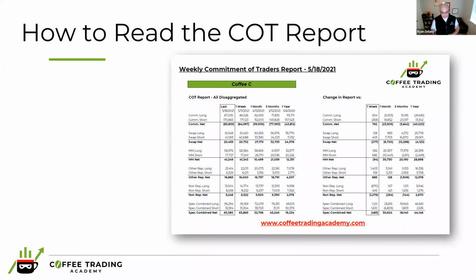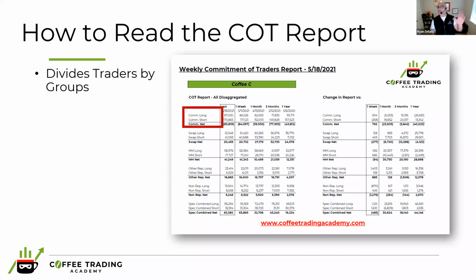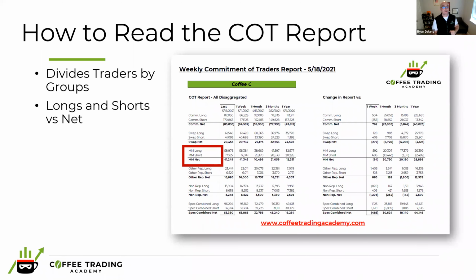So this is what the front page of our report looks like here. We mentioned the different groups. So we've got commercials, we have swap dealers, we have managed money or speculators, okay? Now, not only do we have the different groups, but we also divide them into longs and shorts. So you can see the longs here. We have commercial longs, we have swap longs, we have managed money longs, and we also have shorts. We have commercial shorts, we have managed money shorts, and we have net, which is the longs minus the shorts.